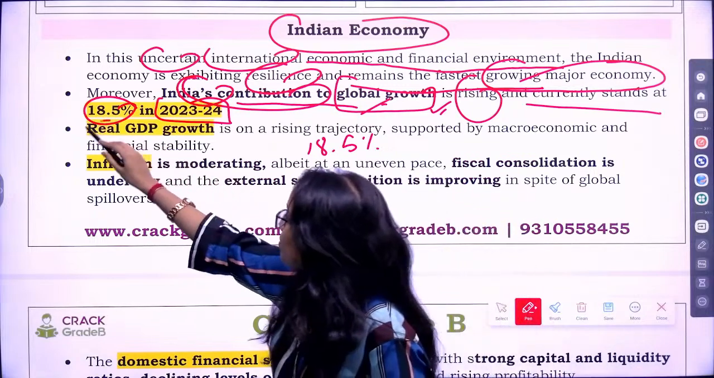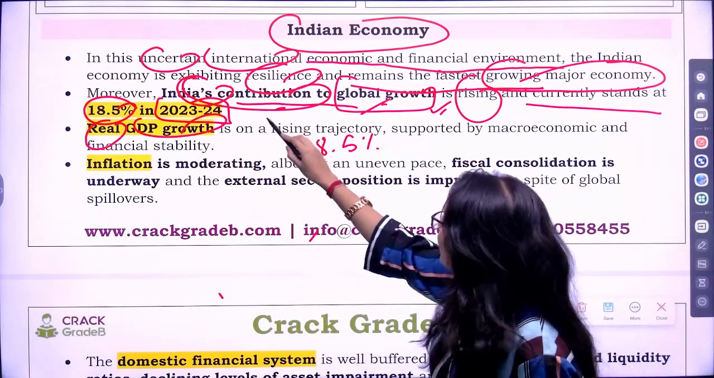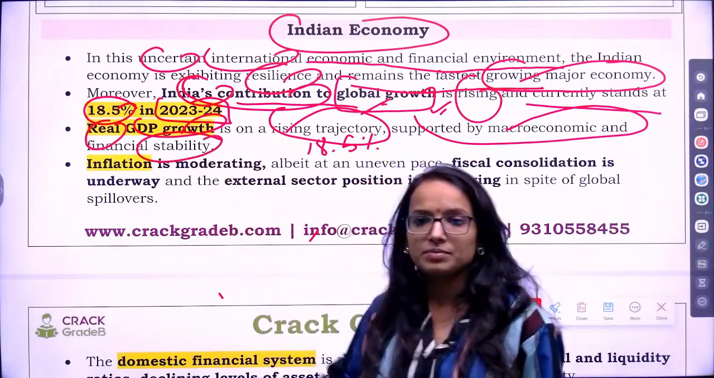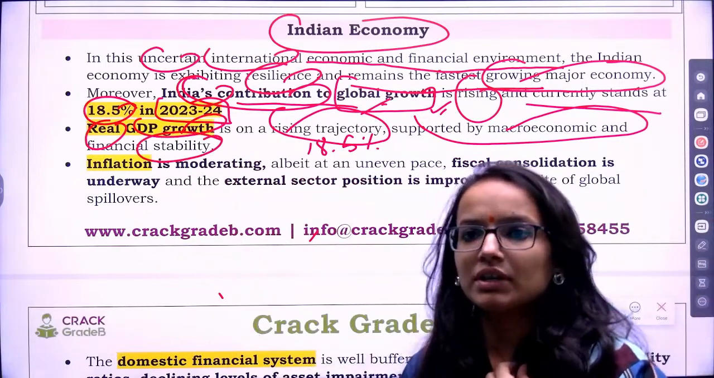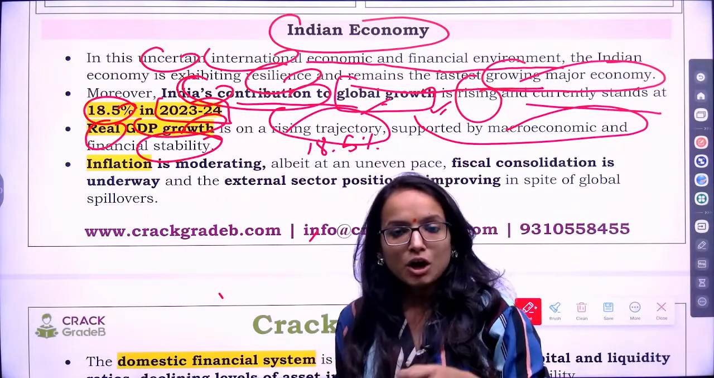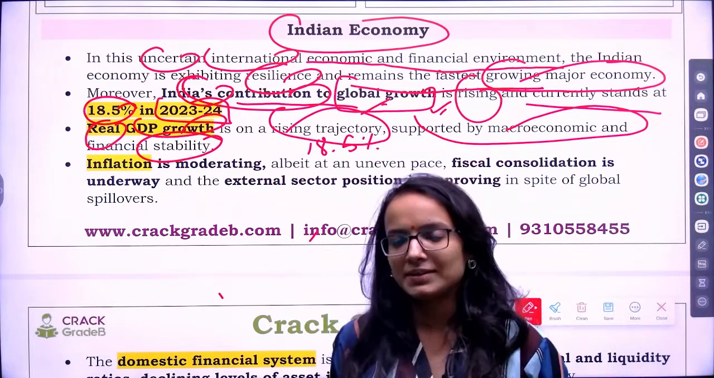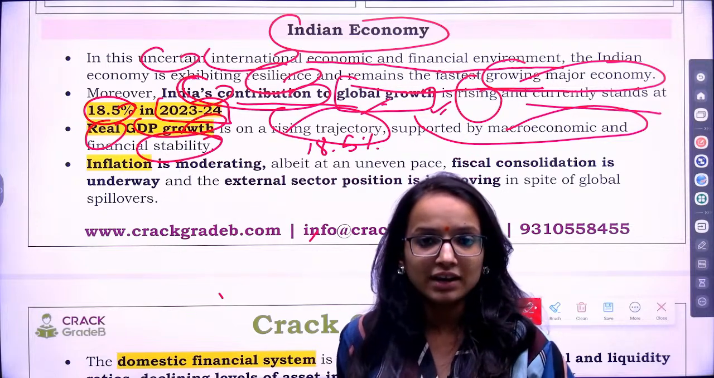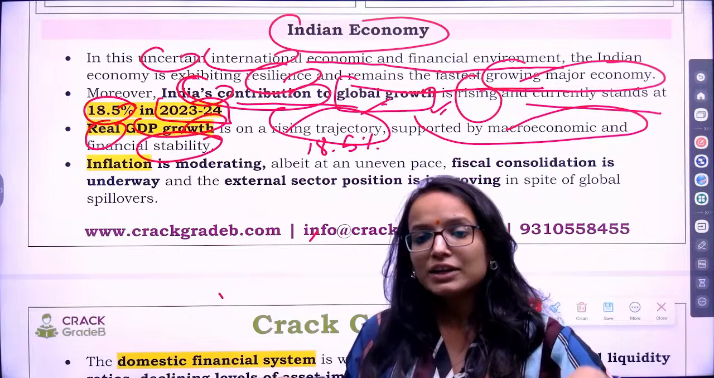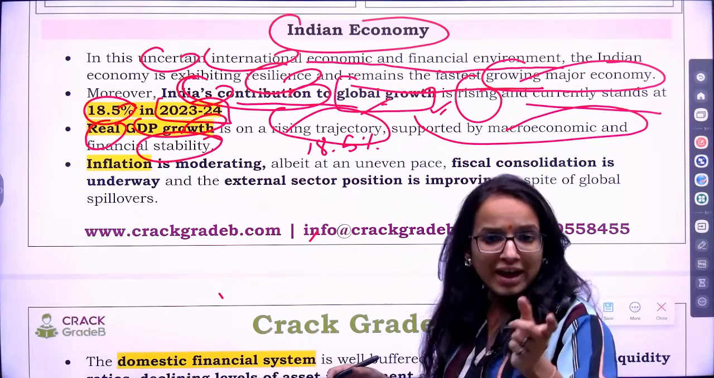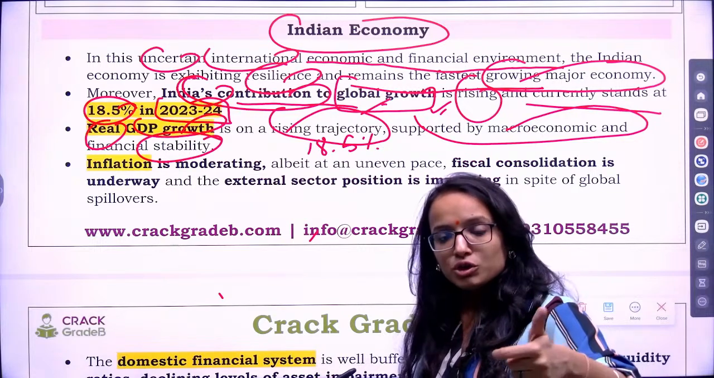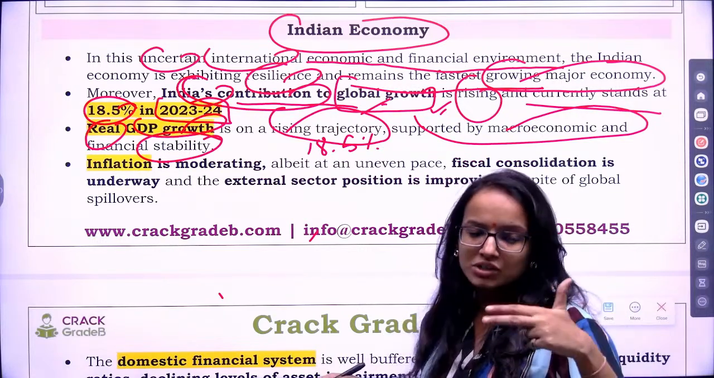Next thing, if we talk about the real GDP growth, it is on a rising trajectory supported by macroeconomic and financial stability. So another important thing is real GDP growth. Now real GDP is rising. That is very satisfactory. Why am I saying that? Because we have seen the difference between nominal GDP and real GDP. I have told you that nominal GDP can rise due to actual increase in the output in the economy, also due to rise in the current price level or the general price level.